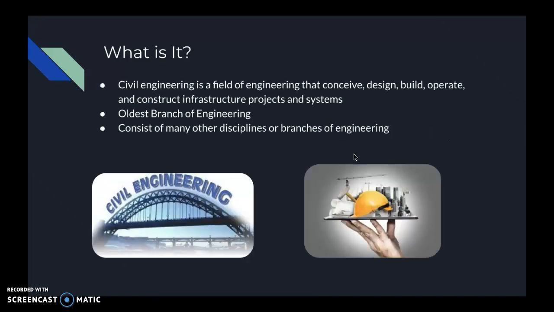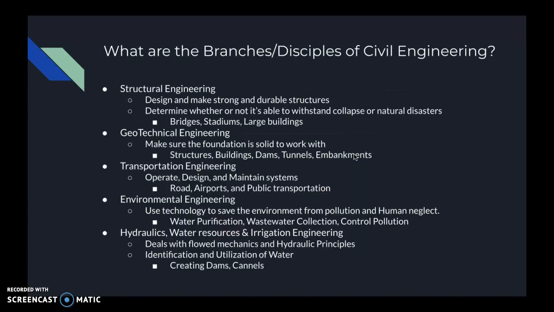So what is civil engineering? Civil engineering is a field of engineering that conceives, designs, builds, operates, and constructs infrastructure projects and systems. It's one of the oldest branches of engineering and consists of many disciplines or branches of engineering. So what are those branches or disciplines of engineering?